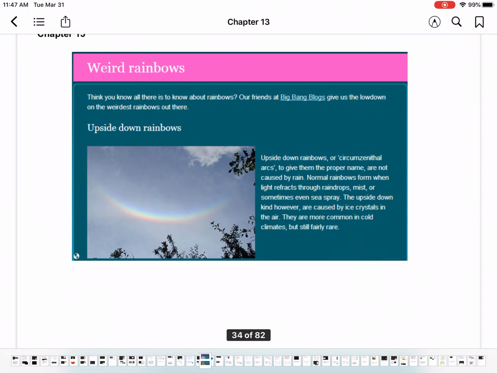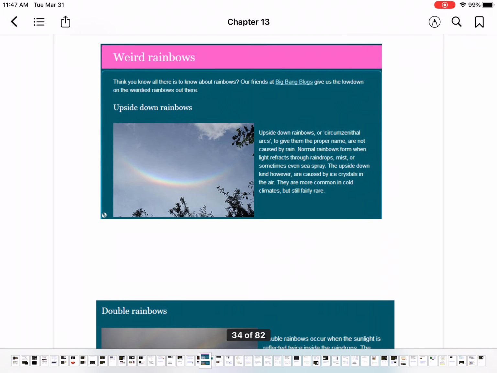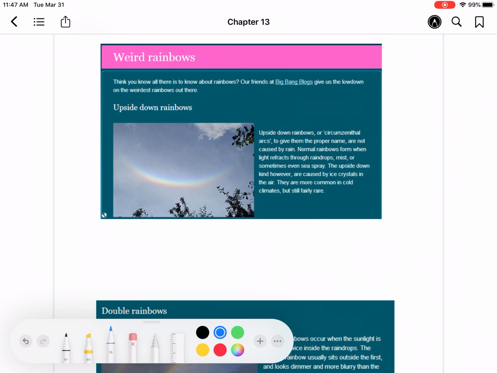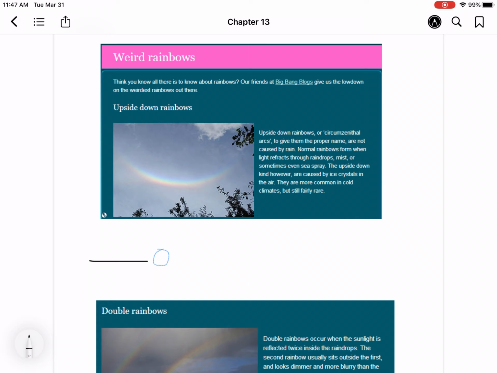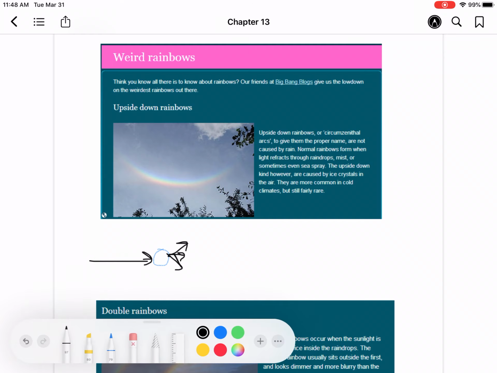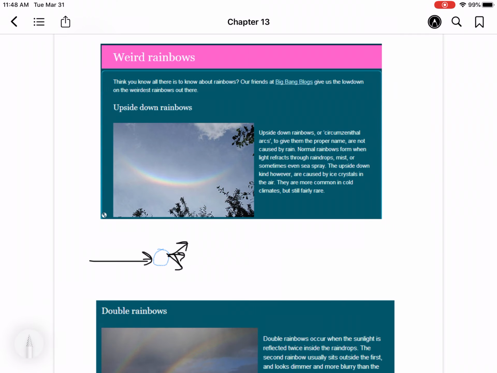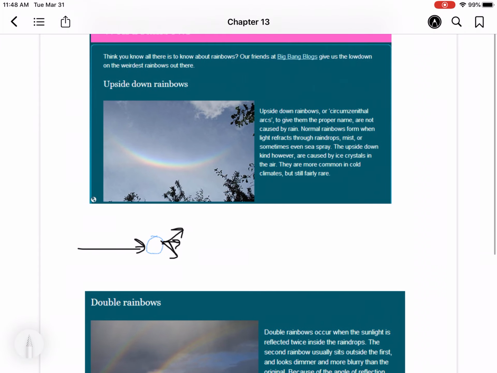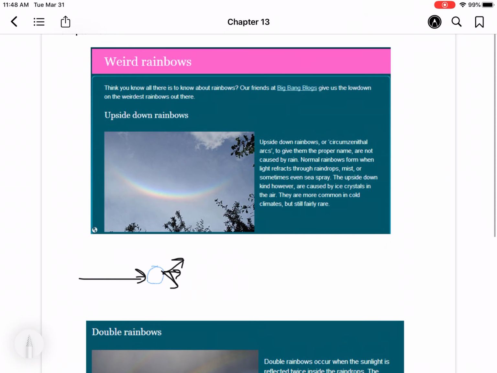Okay, what causes a rainbow is essentially a water droplet, right? A water droplet behaves as a prism, so we have light come into it, and as light leaves it, it's going to give us a red, a blue, and a yellow kind of spectrum, and so we see this spectrum appear, right? So you have upside down rainbows, which are caused by ice crystals in the air. They're most common in cold climates.